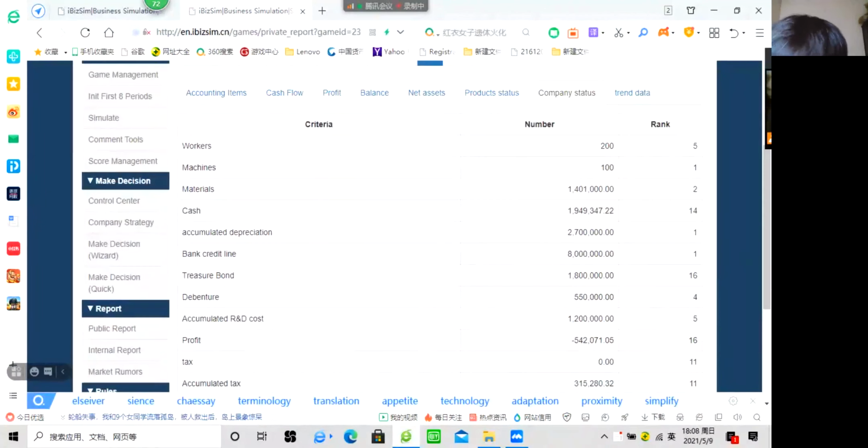So this is at the end of quarter 9. You can see your workers is just 200. Now you are ranking in the location of ranking 5, but your machine is still 100. Ranking is number first. Your materials is ranking 2, but your cash is no good. Ranking is the 14th. So this is ranking.